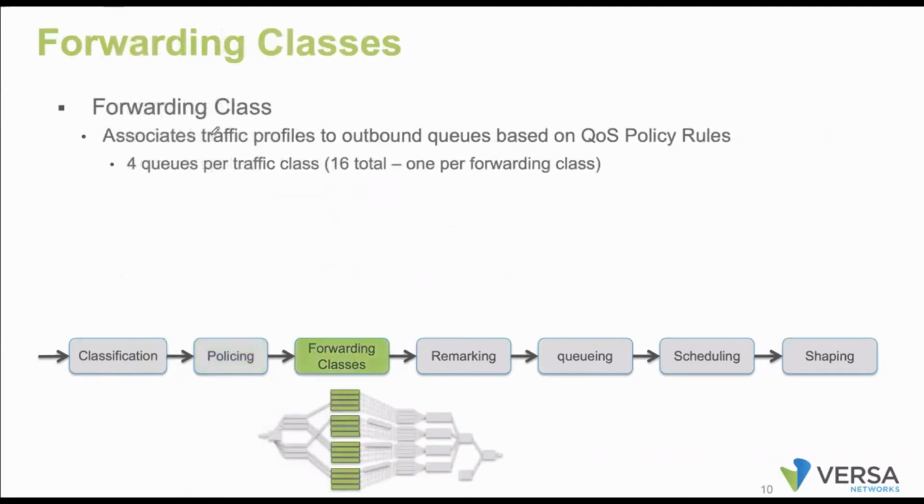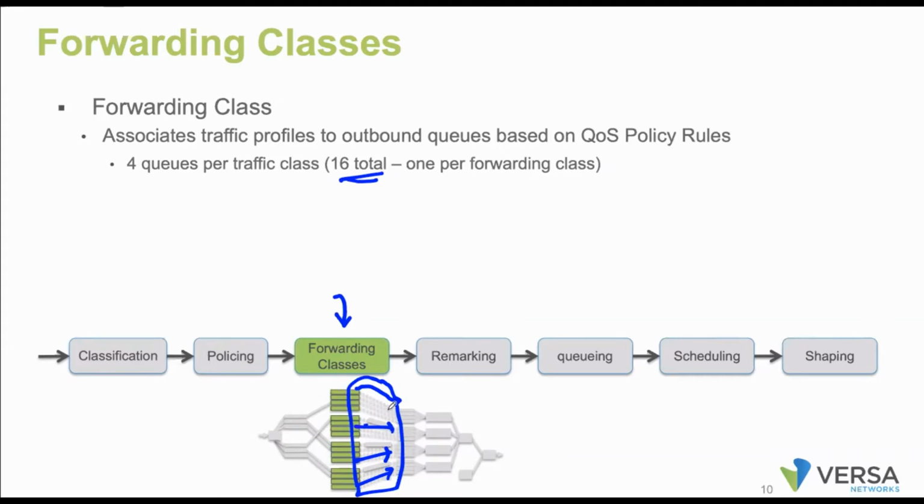When it comes to the forwarding classes, there are totally 16 forwarding classes. Each and every forwarding class is bound to one or the other outgoing traffic queues. This is a default mapping between the forwarding classes and the queues. If you want to change that mapping, you are good to do that. But by default, every forwarding class is referred to one or the other outgoing queues.